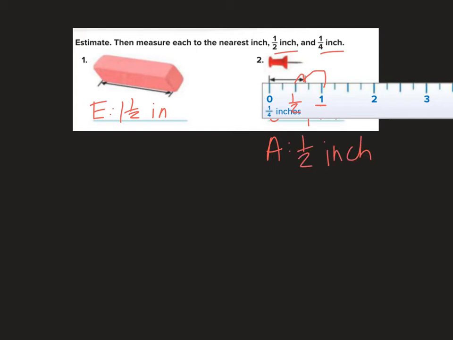Okay, and then if I'm going to measure him to the nearest 1/4 inch, this would be 1/4, 1/2, or 3/4. He looks closer to 3/4. So 3/4 inches would be to the nearest 1/4 and nearest 1/2 up there.